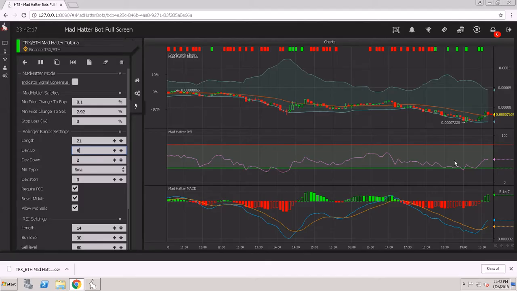I'm going to do a follow-up video to that Tron with the Mad Hatter strategy, where we're trying to fix and troubleshoot that one area where it could have sold much higher but it sold too early. It was actually the Bollinger Bands. I was thinking, well, it wasn't MACD, it wasn't RSI, so it has to be Bollinger Bands. So now, how do we change this?